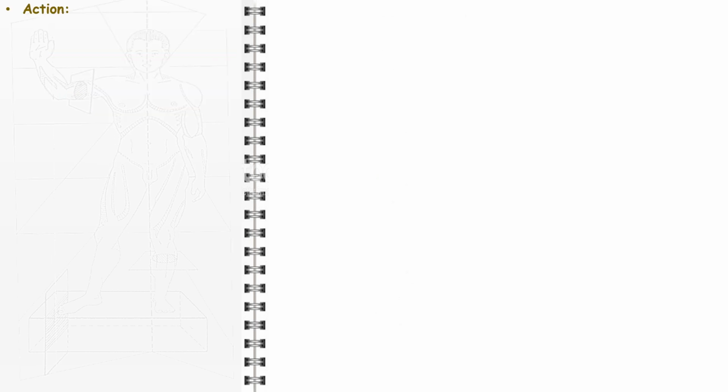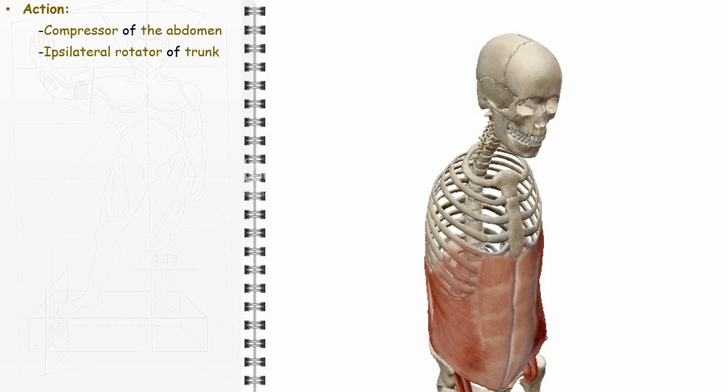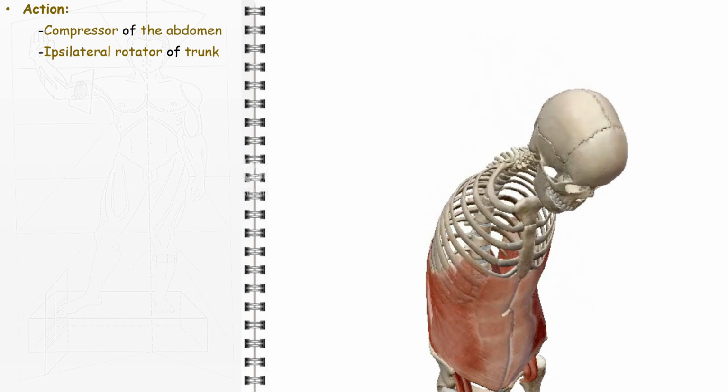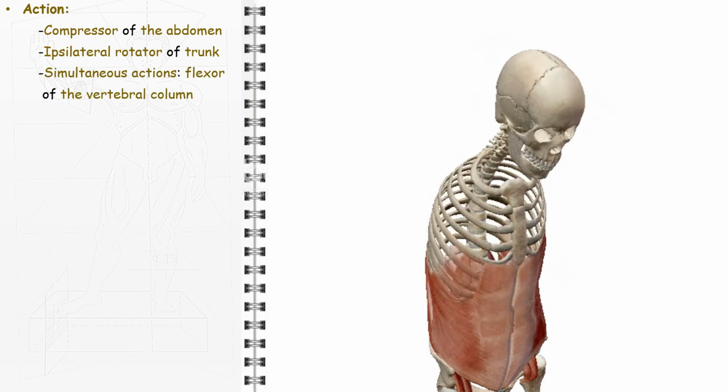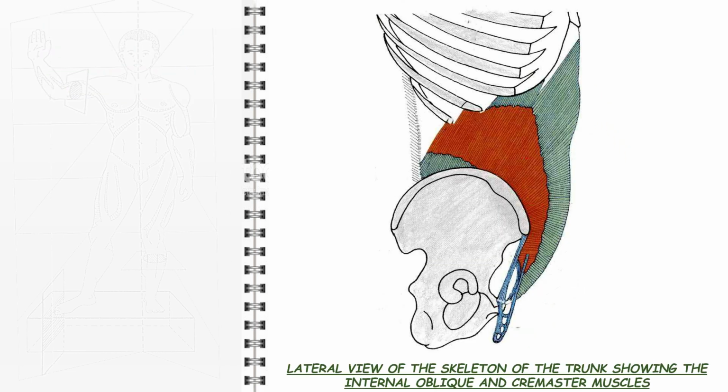The internal oblique muscle is compressor of the abdomen and ipsilateral rotator of trunk. The simultaneous action of the two oblique muscles produces flexion of the vertebral column. In continuity with the internal oblique muscle, the cremaster muscle is the muscular wall of the spermatic cord.